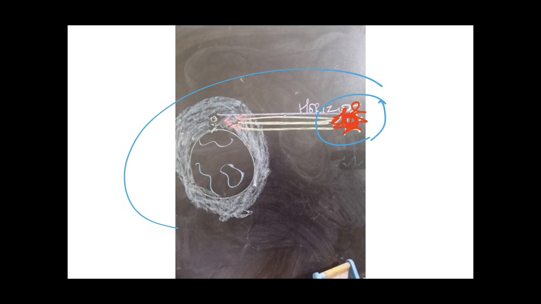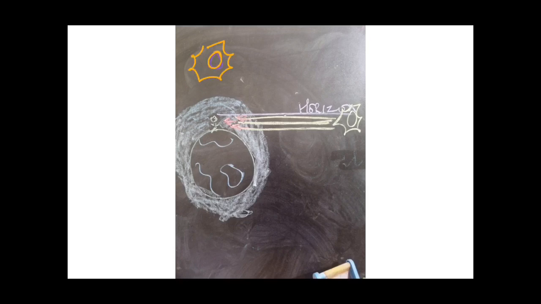Let's see what happens. At noon the sun is here. Now you will have to see the distance. Here the distance is less, while here the distance is much more. Right? So less distance is there. That's why we are able to see the mixture of green, yellow, orange and red.